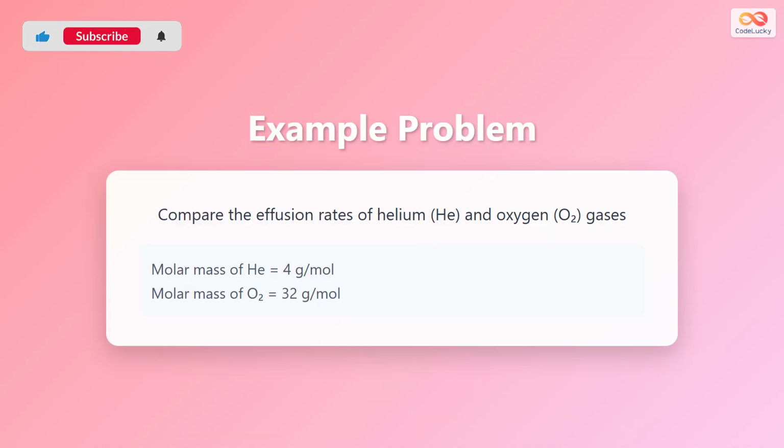Let's work through an example problem to see Graham's law in action. We want to compare the effusion rates of helium gas and oxygen gas. We're given that the molar mass of helium is 4 grams per mole, and the molar mass of oxygen gas, which is O2, is 32 grams per mole. Our goal is to find out how much faster helium effuses compared to oxygen. We'll use Graham's law formula to solve this problem.